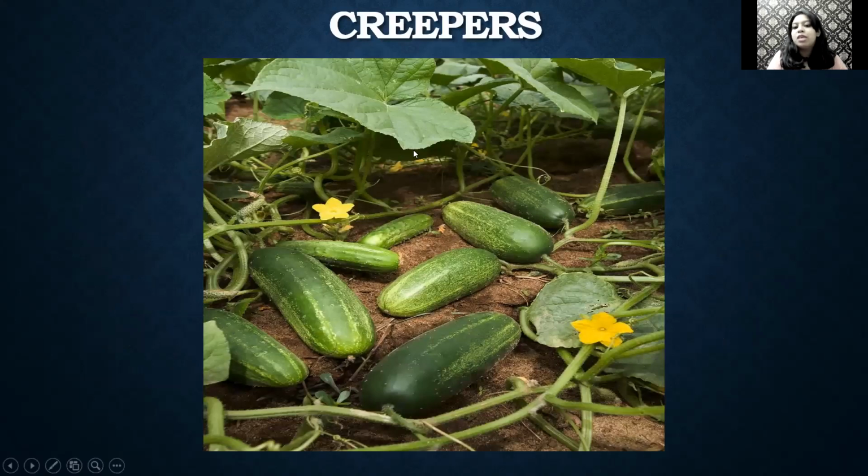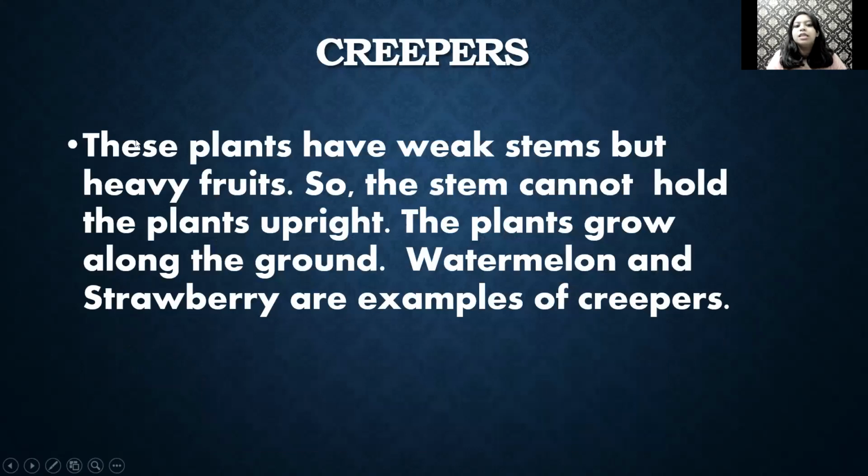Now coming to creepers. All of you can see the picture. Tell me what vegetable this is. Yes, very good. It is cucumber. Moving on to creepers. These plants have weak stems but very heavy fruits. Cucumber is a vegetable, so the stem can't hold the plant upright.